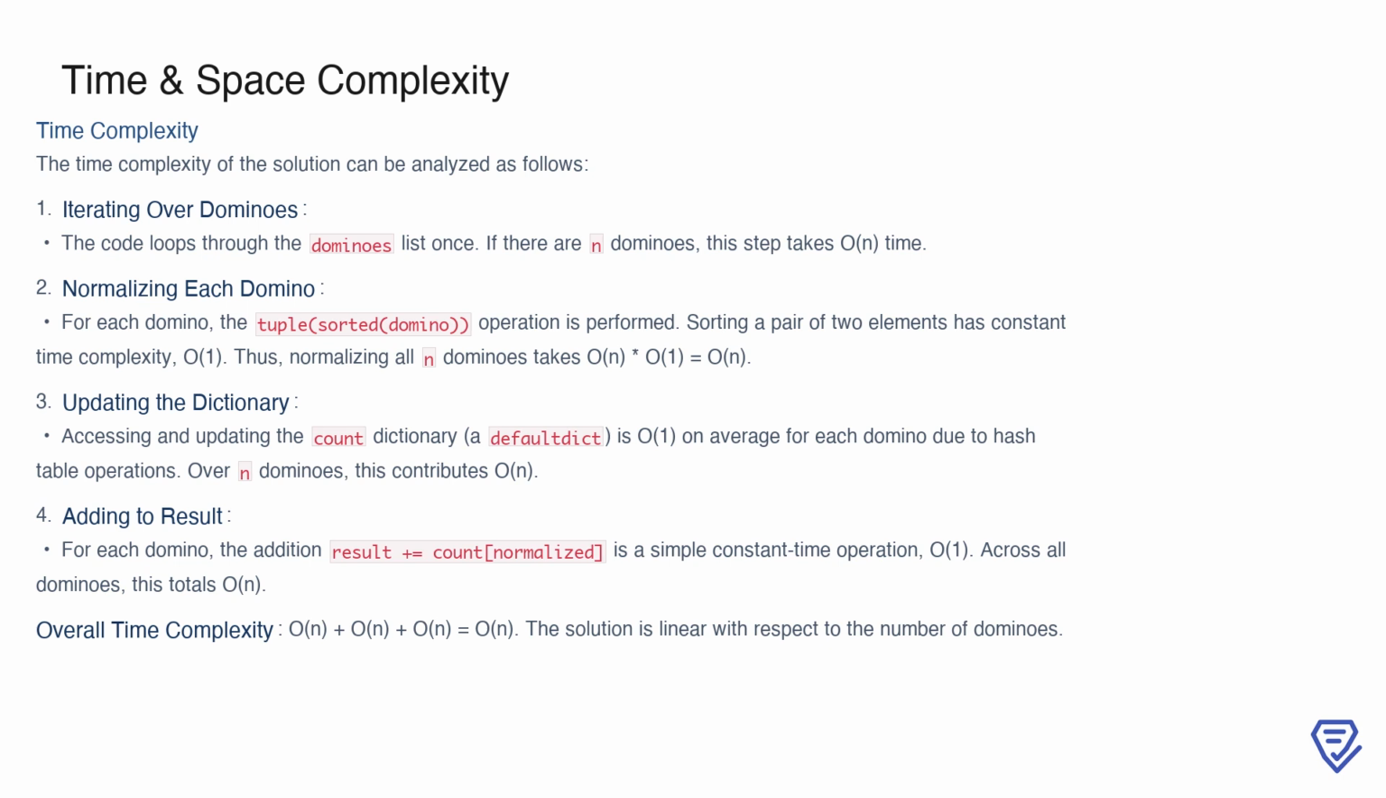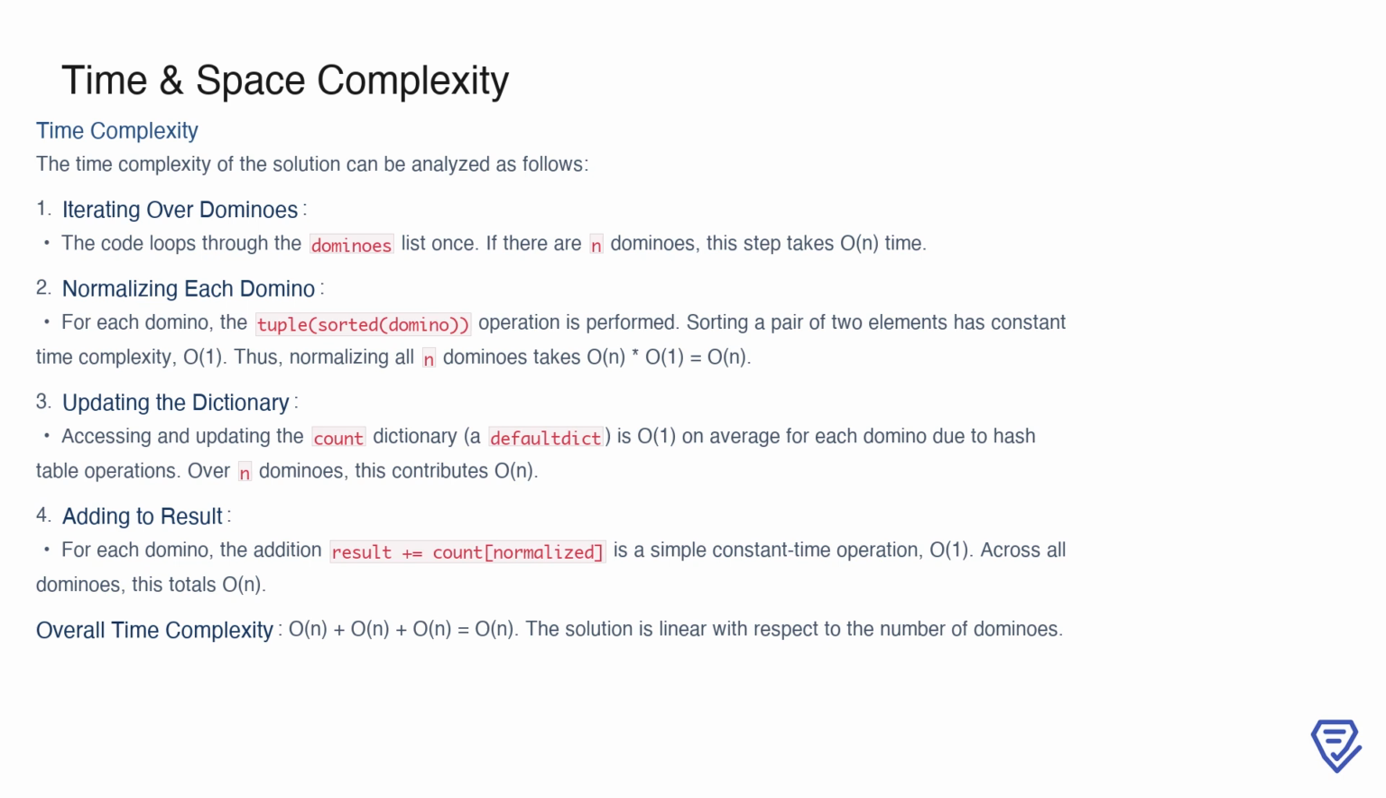Next, for each domino, we perform a normalization step by sorting its two elements into a tuple. Since sorting a pair of two elements has a constant time complexity, O(1), normalizing all n dominoes results in O(n) times O(1), which simplifies to O(n). After normalization, we update the count dictionary. Operations on a hash table, such as inserting or accessing elements, generally take O(1) on average. So, for n dominoes, updating the dictionary adds another O(n) to the time complexity. Finally, adding the counts to the result involves a simple arithmetic operation that takes O(1) for each domino, contributing another O(n) across the entire list.